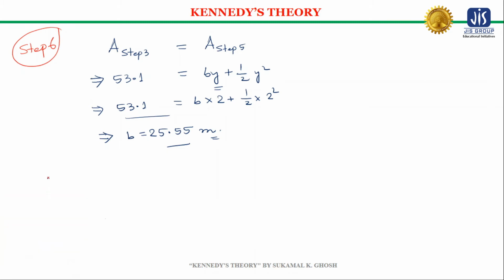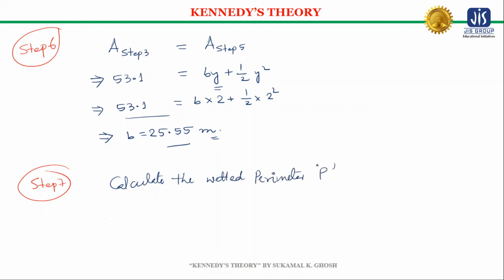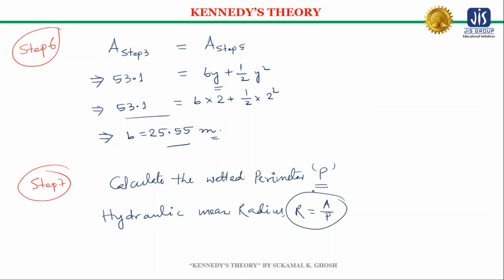Now, what was our step 7? If you recall, our step 7 was to calculate the wetted perimeter, and using that wetted perimeter we also need to calculate the hydraulic mean radius R. So first we need to calculate the wetted perimeter, that is P, and by using this P we need to calculate the hydraulic mean radius, that is R equals A divided by P.